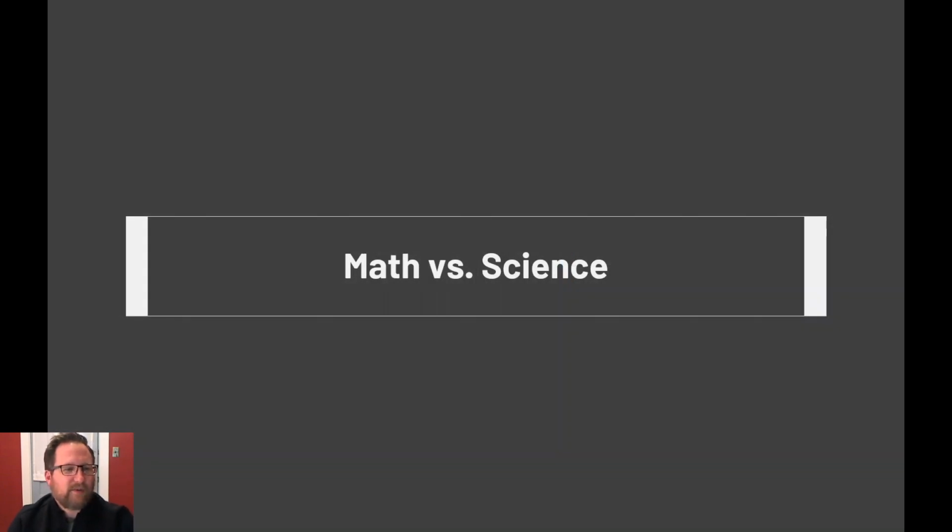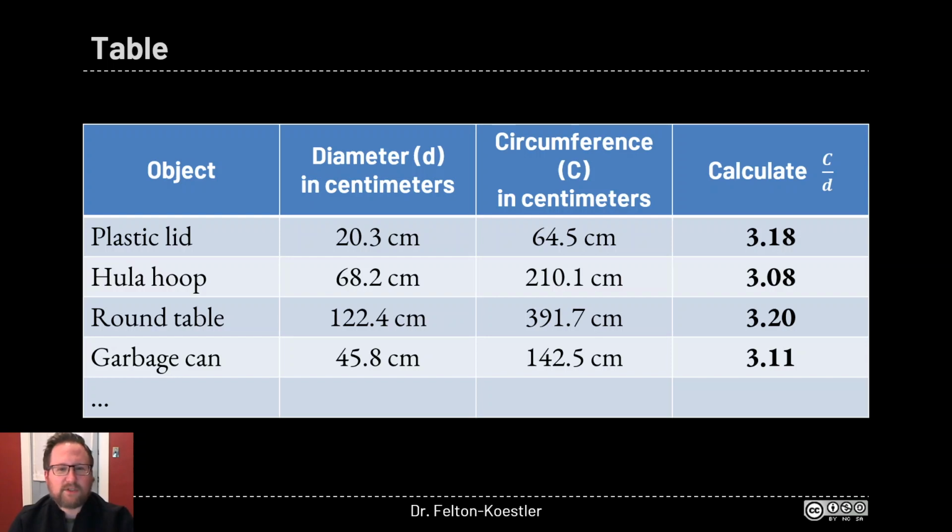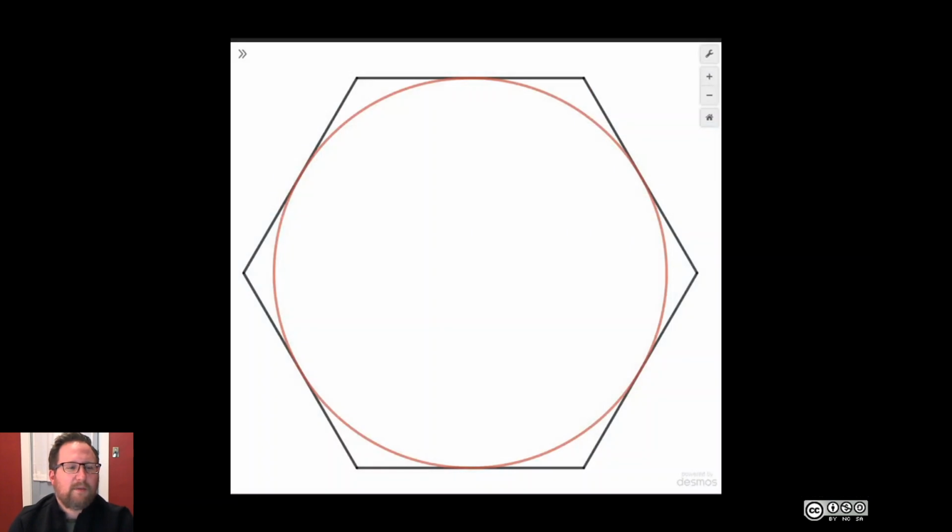I do want to talk a little bit about the difference between math and science. When we're filling out a table like this and doing measurements and then calculating the value of pi in this way, it's a little bit more like science where we're collecting data and using that real-world data to figure out our values. Mathematicians also like to have other methods to do this, to calculate pi more precisely.